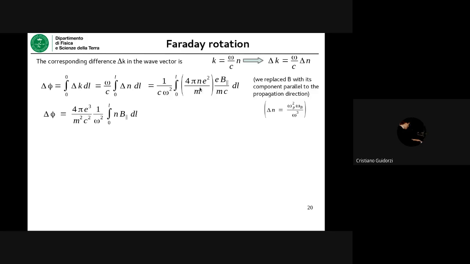The rest are just constants. You see 4 pi, m squared, c squared, e cubed, all constant. Omega, well, omega in general is not constant, but for a fixed wave along the path, of course, the frequency is the same. So again, in this case, you can just take it out. So you see, in this way you immediately see that the two waves, the left and the right circularly polarized waves, develop a relative shift, which is what we call delta phi. Why is this interesting?